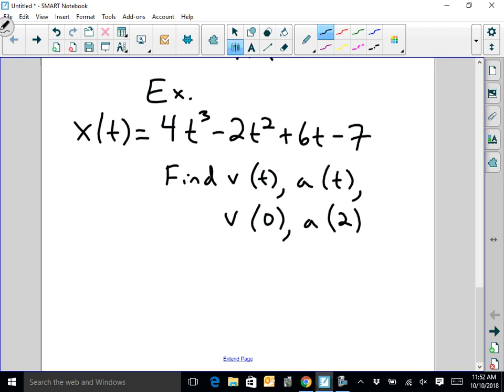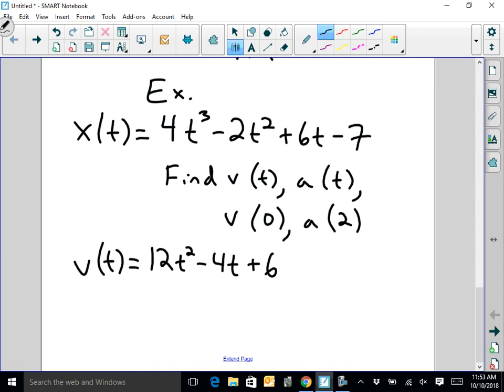Okay, so to find v of t, I simply need to do the derivative of x of t. Once again, it's going to be very important that you label things very well, just like in our first unit, because you get a lot of functions going on here. Keep them labeled, say v of t equals, don't just write it out. Don't write an expression, write an equation. Okay, so v of t would be the derivative of x of t, so that would be 12t squared minus 4t plus 6. So that's our expression for v of t.